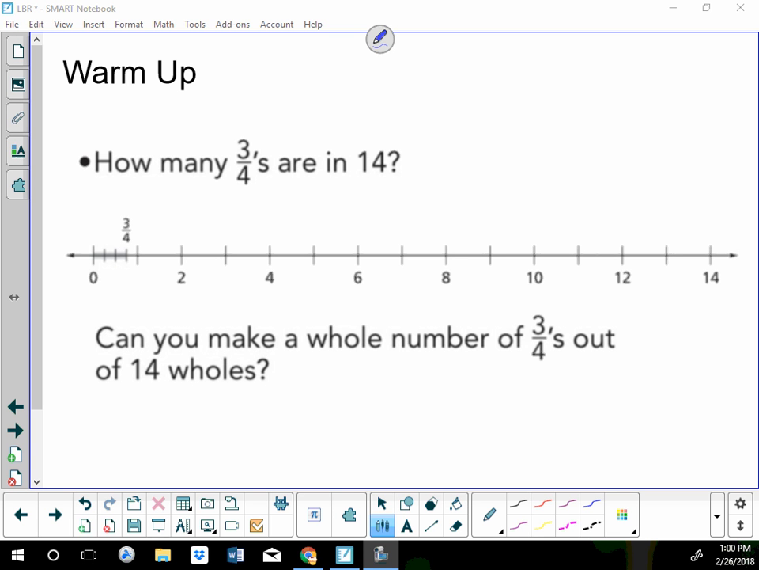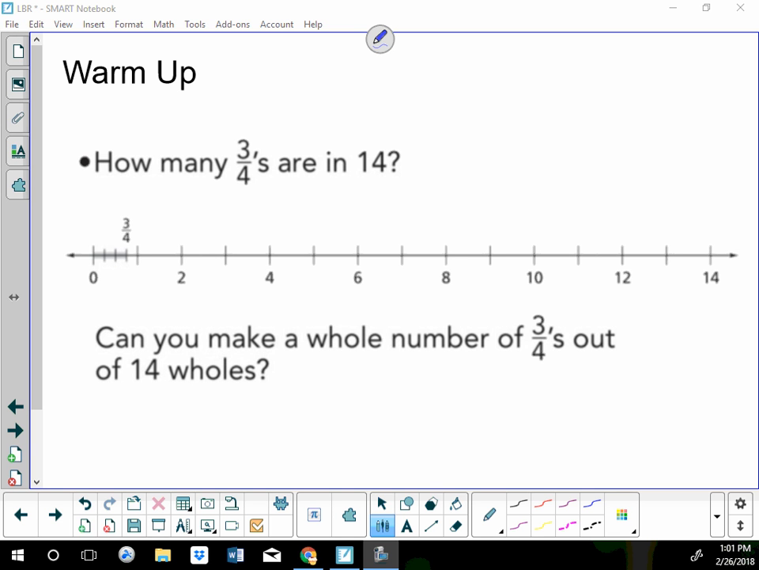Division. I see Kyler mouthing division to me. Kyler, why do you think it's division? Because I remember you told me not to do this. I thought before, because it said, can you make a whole number of 3/4 out of 14 wholes? But you told me not to go off the wording, I remember. Well, not just that word, right? Yeah. Okay.